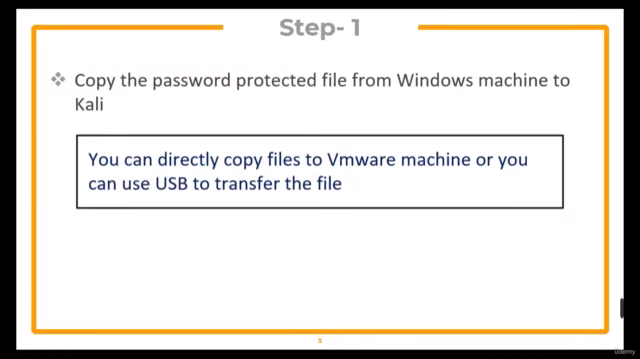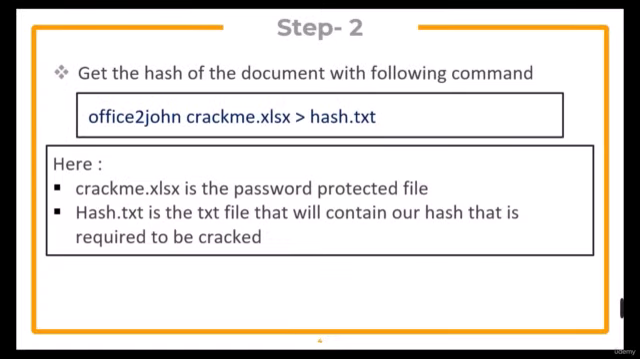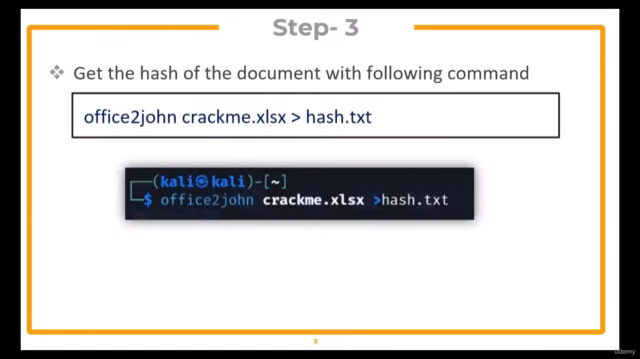So in the first step, copy the password protected file from the Windows machine to the Kali machine. You can directly copy the file or you can use a USB to transfer the files. Now get the hash of the document with the given command, office2john crackme.xlsx, and it will save the hash in hash.txt. Here crackme.xlsx is the password protected file and hash.txt is the text file that will contain the hash that is required to be cracked. Once you run the command, it will store the hash in the hash.txt file.